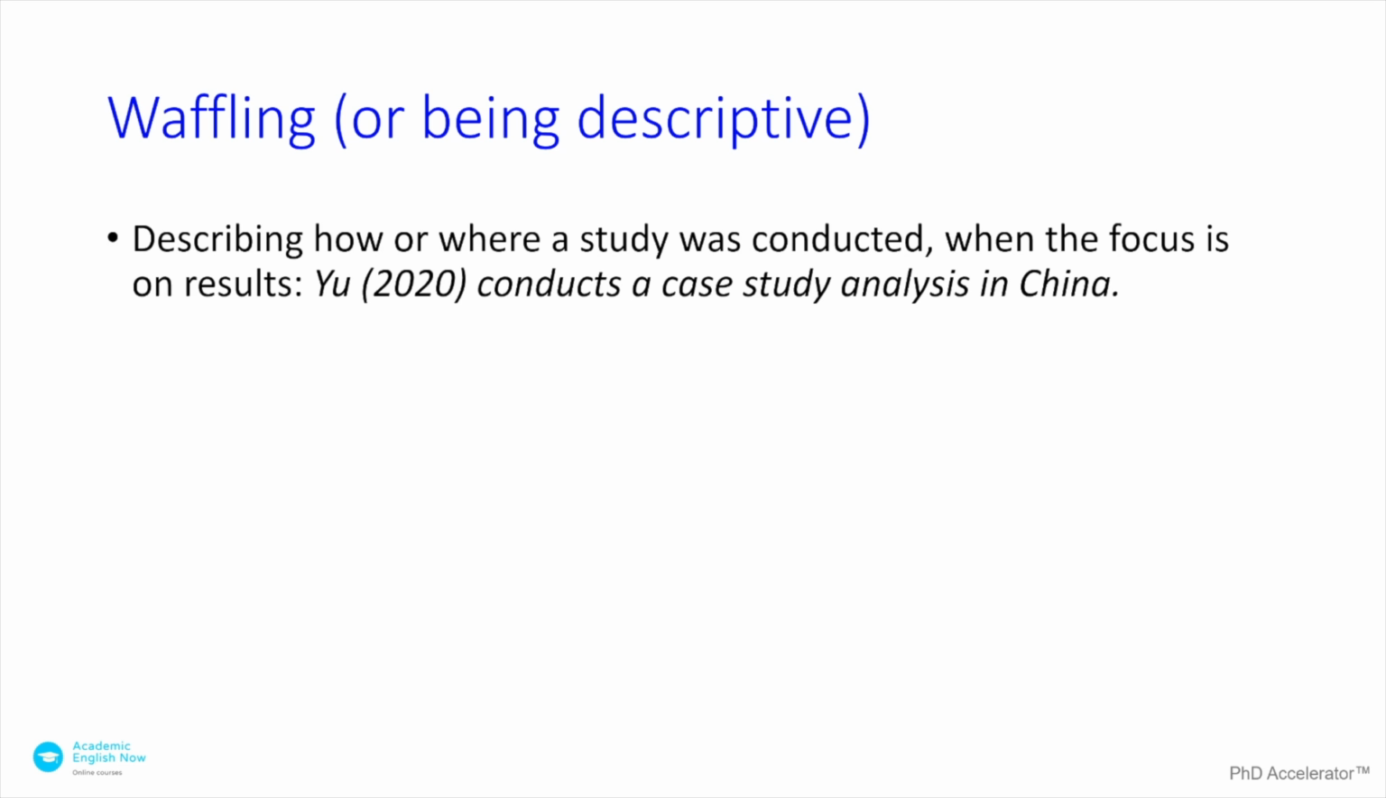The first type of waffling that you want to avoid is describing how or where a study was conducted when the focus is, for example, on results. So let's say you're reviewing the literature and telling us what people have found, and then you say something like, "They conducted a case study analysis in China." And it's like, what's the point of it? Fair enough, he or she conducted a case study analysis, but that's not really relevant. I'm not interested in that. It's just being very descriptive.